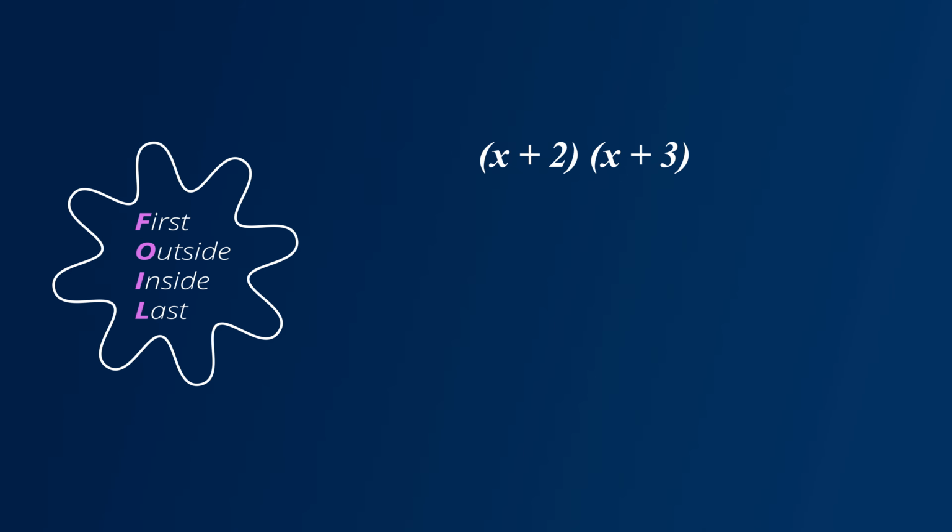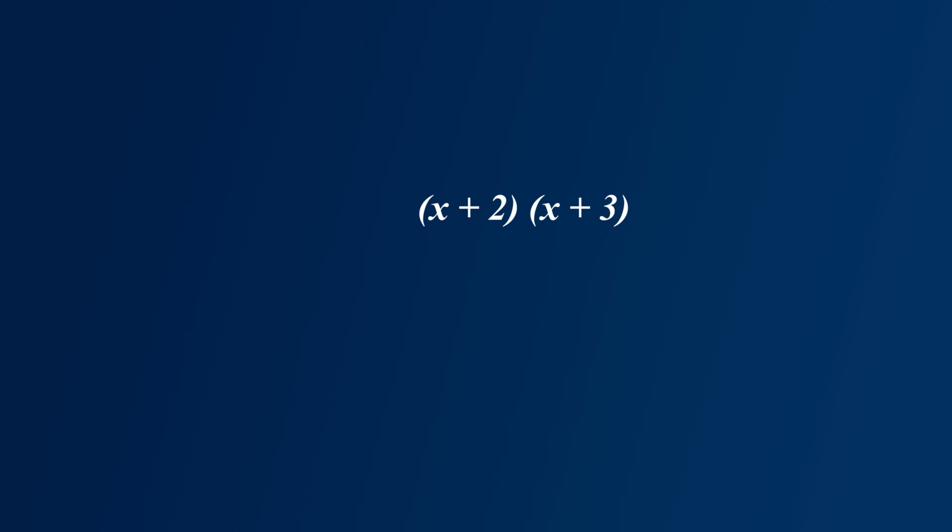Okay, let's do it. The first in both parentheses is x times x, which is x squared. Outside of both parentheses is x times 3, which is 3x. Inside of both parentheses is 2 times x, which is 2x. And last in both parentheses is 2 times 3, which is 6. When we simplify, we get the same answer, x squared plus 5x plus 6.